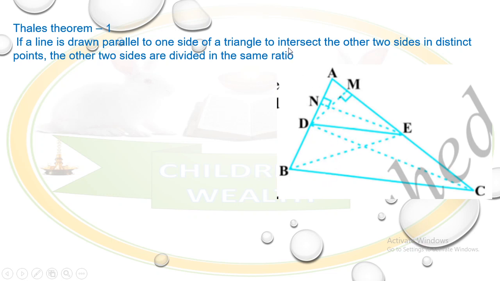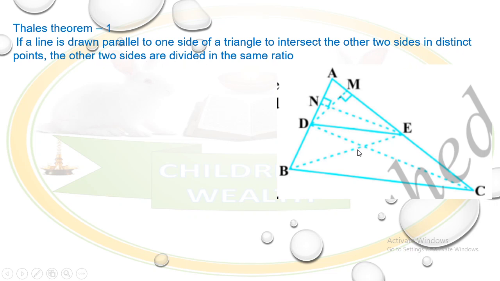Then to intersect the other two sides, we need to take a line DE parallel to BC. The other two sides are nothing but AB and AC. To intersect these two lines, we draw one line, that is DE. It will intersect at points D and E, two sides in distinct points. The other two sides are divided in the same ratio.